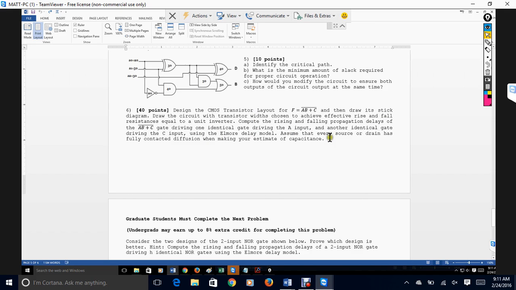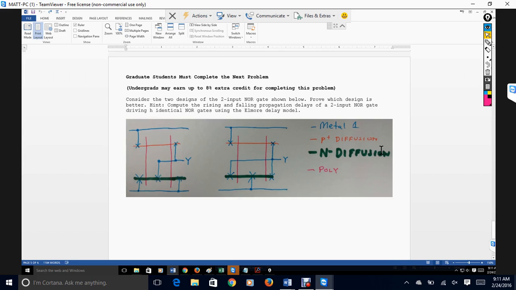That'll look familiar once you review your questions. And so I have one last thing here. Grad students are required. Undergrads may earn up to 8% extra credit. These are 2 designs of a 2-input NOR gate. Prove which design is better. Hint: compute the rising and falling propagation delays of a 2-input NOR gate driving H identical NOR gates using the Elmore delay model.